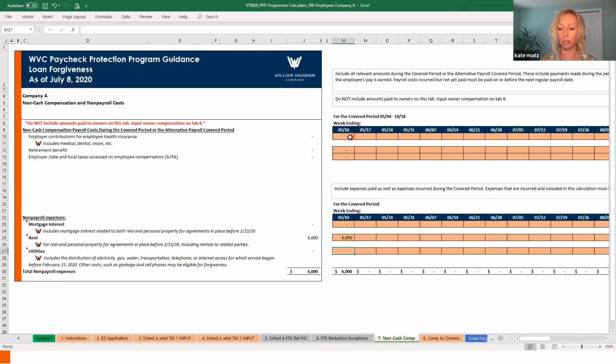All right, for utilities, let's assume that they have $200 per month in utilities. Again, this is for 6 months. So we've got $1,200 in total utility expense. All right, so that is everything for tab 7. I'll move over to tab 8.